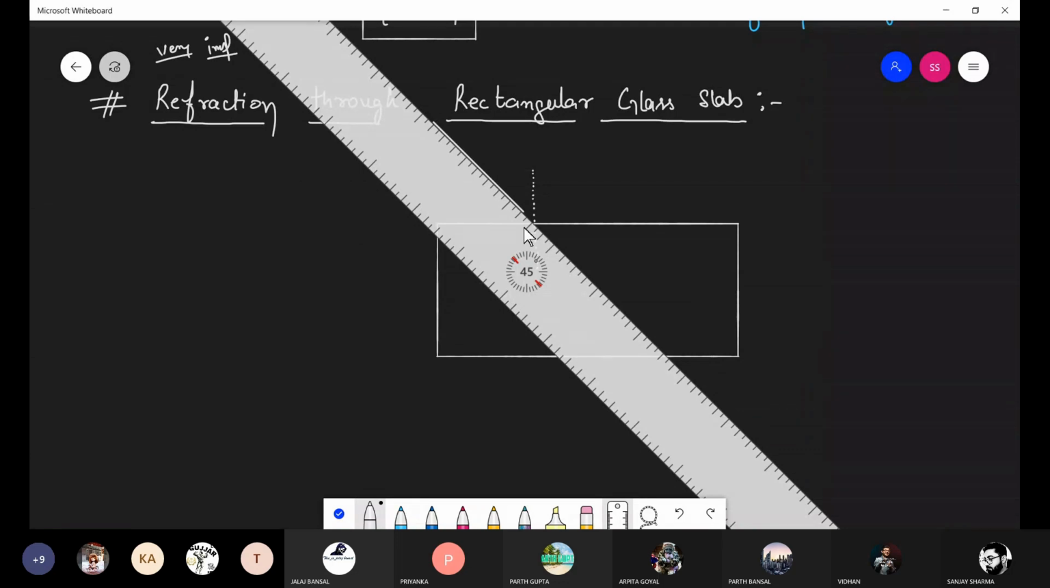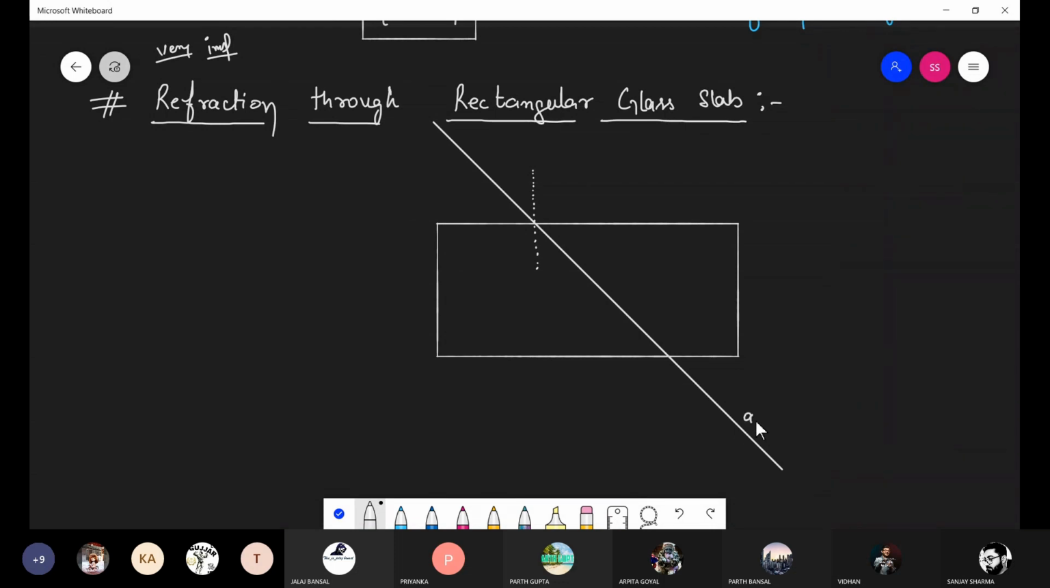And this is the actual path of the ray. This is the incident ray. Angle of incidence. And this is the air medium, and what is the air medium? Rarer. The air medium is the rarer medium.